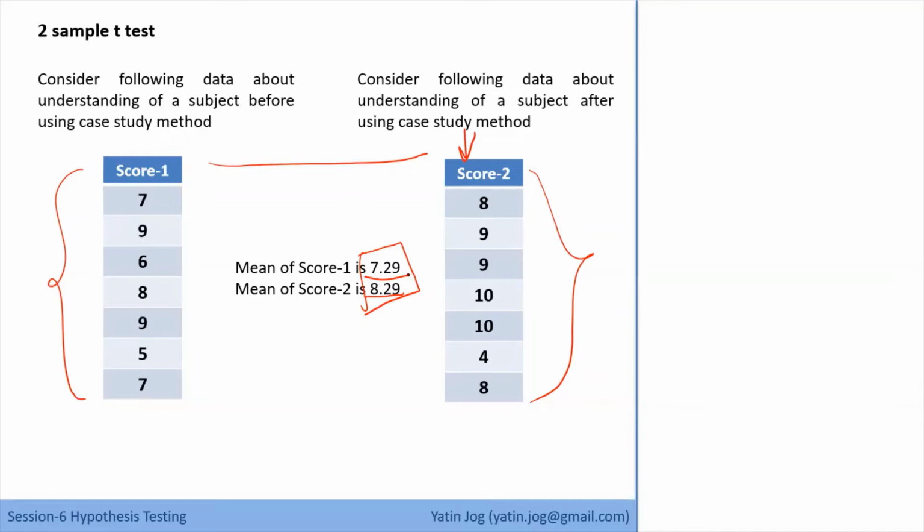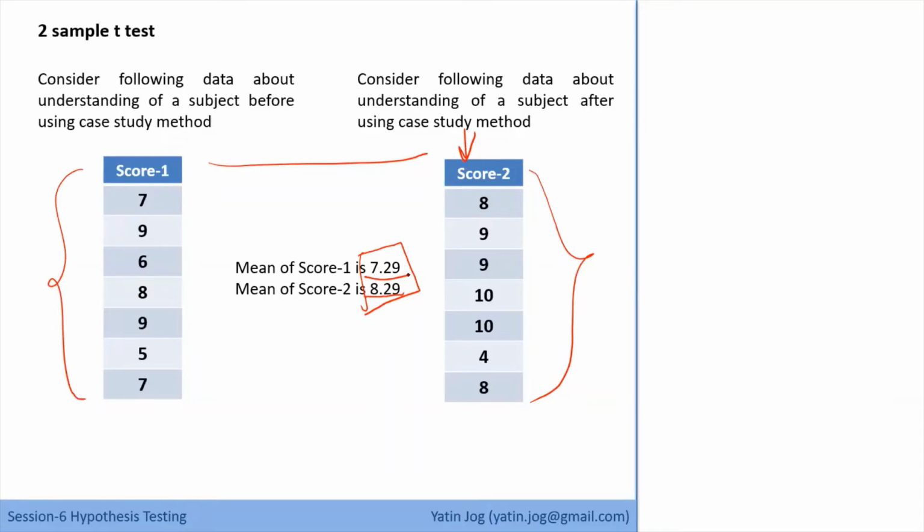Score 2 data set is better than score 1. That means there is a positive effect of case study method. But I cannot surely say whether my assumption is correct or not. That is my basic assumption. So I'll go ahead with that assumption, and then I'll check whether it is correct or not.